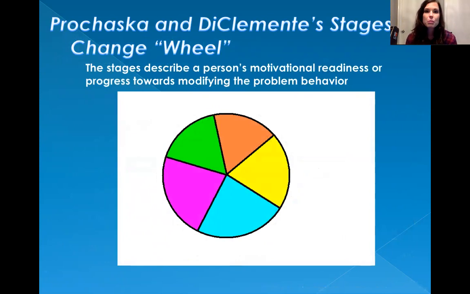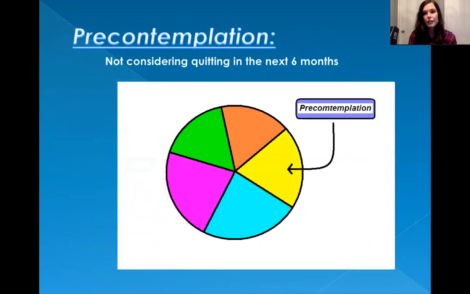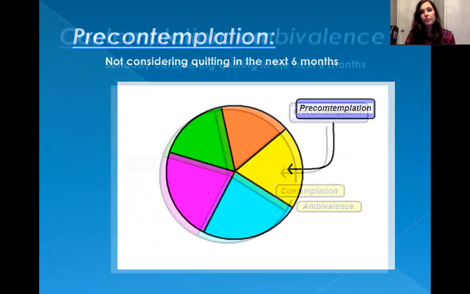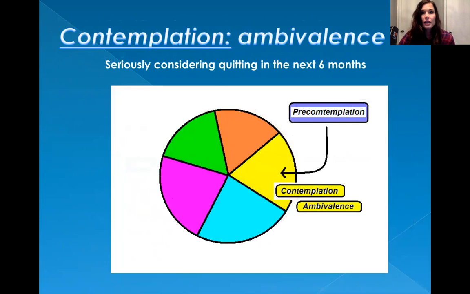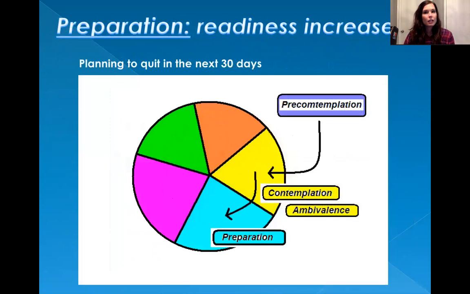All right, so we have Prochaska and DiClemente's stages of change wheel. And the stages describe a person's motivational readiness or progress toward modifying the problem behavior. We talked about pre-contemplation, not considering quitting. This is the denial stage again. The contemplation ambivalent stage, seriously considering quitting in the next 6 months, but not really sure if they're committed to that. They're kind of ambivalent. All right, preparation, readiness increases. They're planning to quit in the next 30 days.